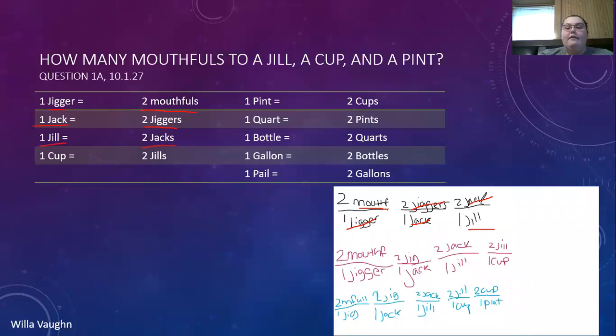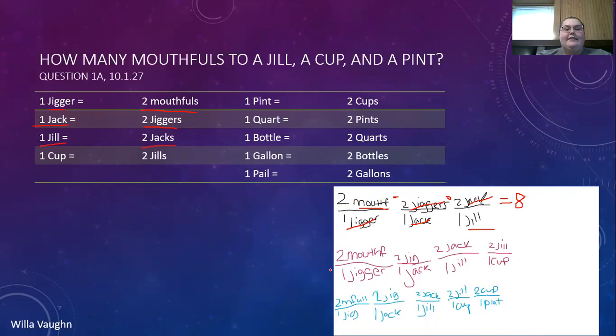Because you see we have 2's up here, we can't do anything with the 1's, obviously, because 1 in math isn't going to equal anything. So because they're on top of the line, all the numbers we want to use, we'll do 2 times 2 times 2, and that's going to give us 8. So we have 8 mouthfuls to 1 jill.